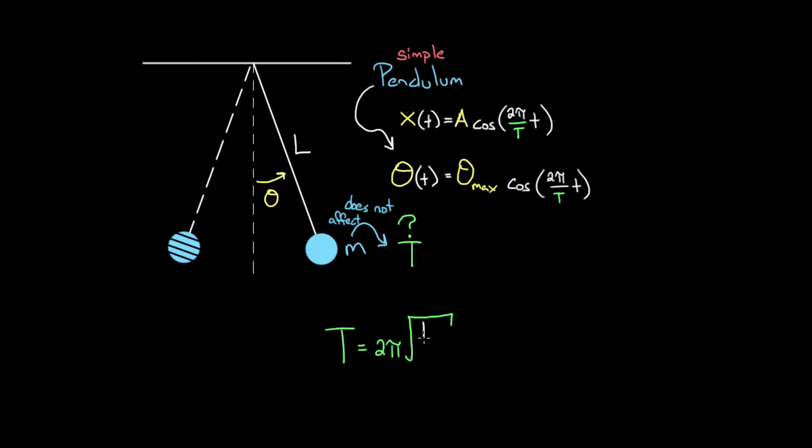So the first variable is L. L goes on top, the length of the string, and then the acceleration due to gravity, little g, goes on the bottom.